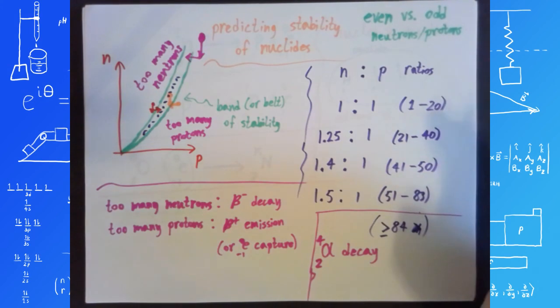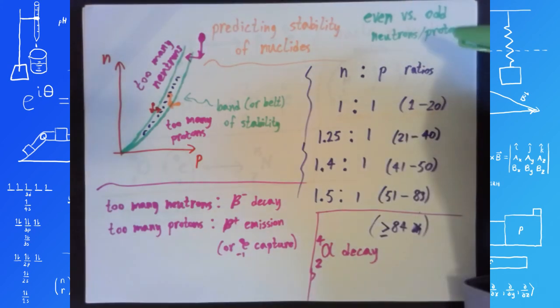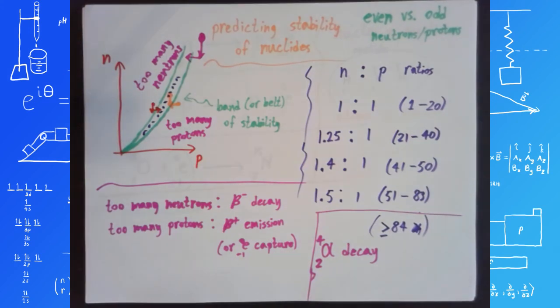Some of the stable nuclides have just an even number of neutrons with an odd number of protons, or an even number of protons with an odd number of neutrons, and very, very few of the stable nuclides have both odd neutrons and odd protons. So it seems that having an even number, for whatever reason, increases stability. Just an interesting pattern that chemists have noticed.